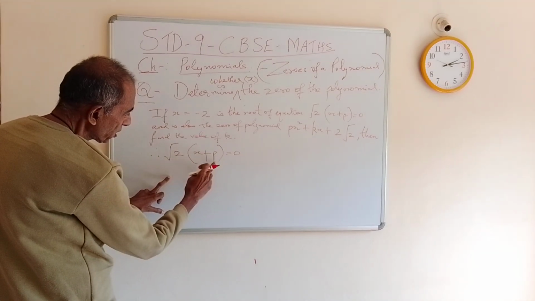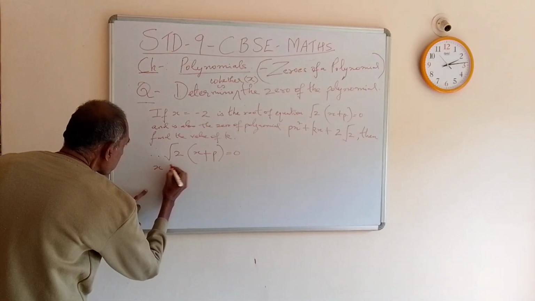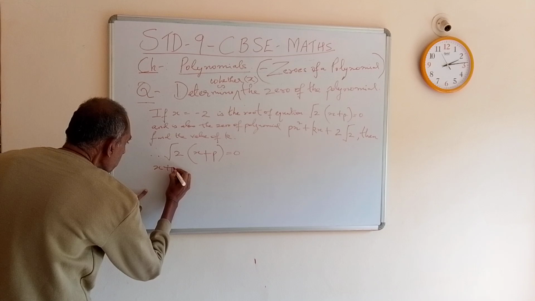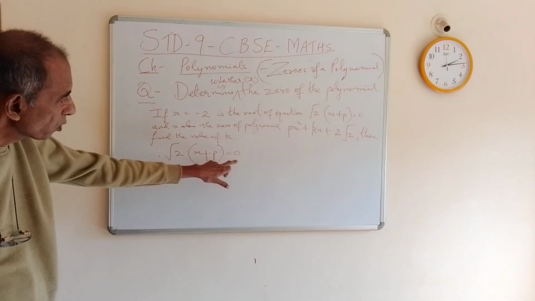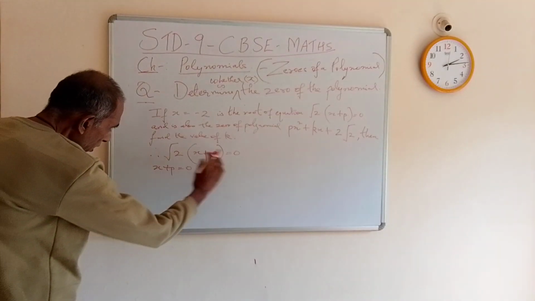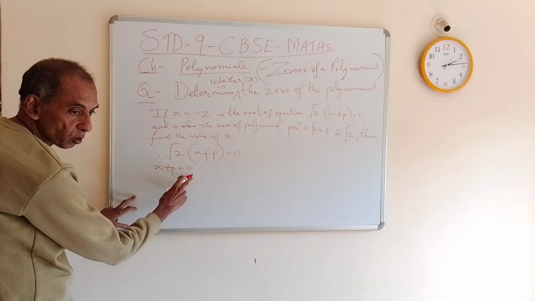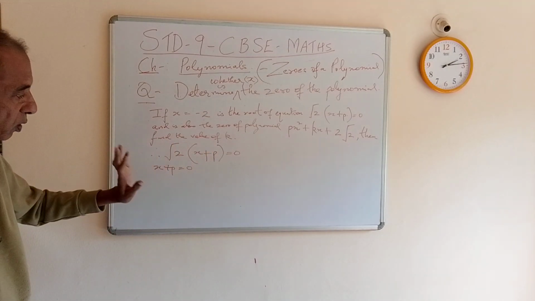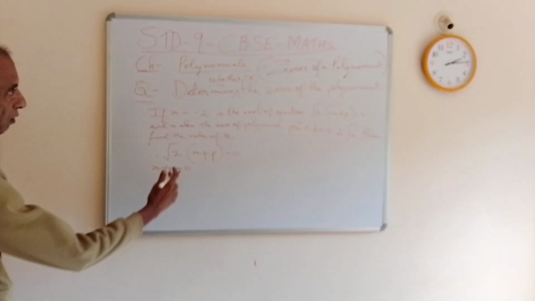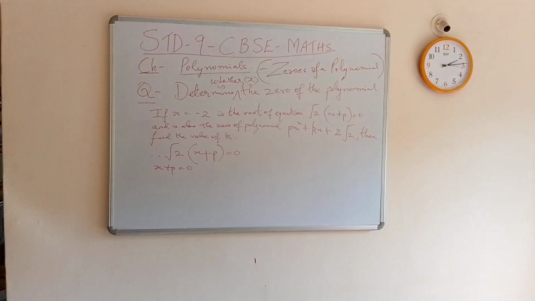So what is remaining in this? x plus p. So x plus p is equal to 0, because root 2 is not equal to 0, but the entire polynomial is equal to 0. So we know that x plus p is equal to 0. Got it? Because root 2 is not equal to 0. Now we know the value of x, the value of x is minus 2.